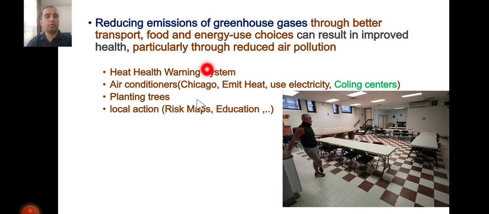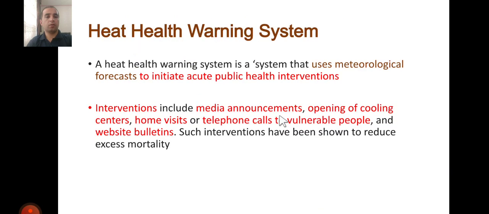Let's look at the heat health warning system. The heat health warning system is a system that uses meteorological forecasts to initiate acute public health interventions. This is the definition of HHWS. I should say the intervention can be implemented through media, opening cooling centers, home visits, telephone calls to vulnerable people, and website bulletins. So these are the strategies that are used in the heat health warning system, which has recently been applied in many countries. I think it is a good idea to focus on the system in every country.